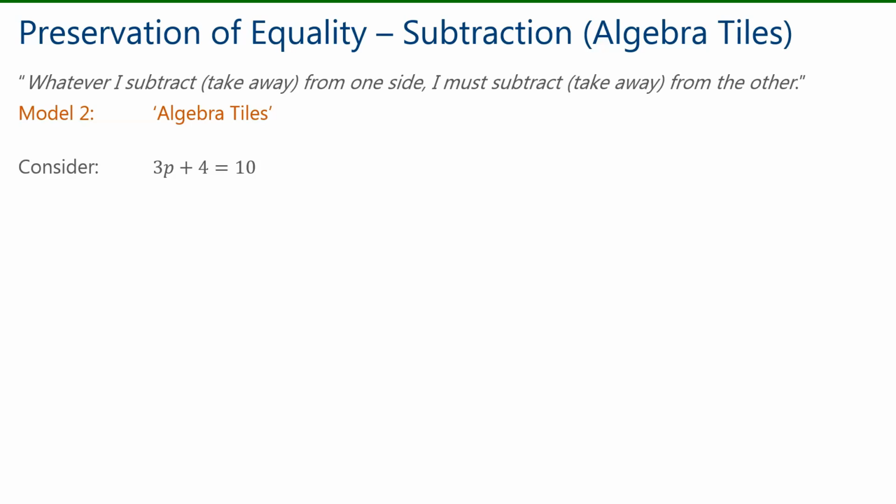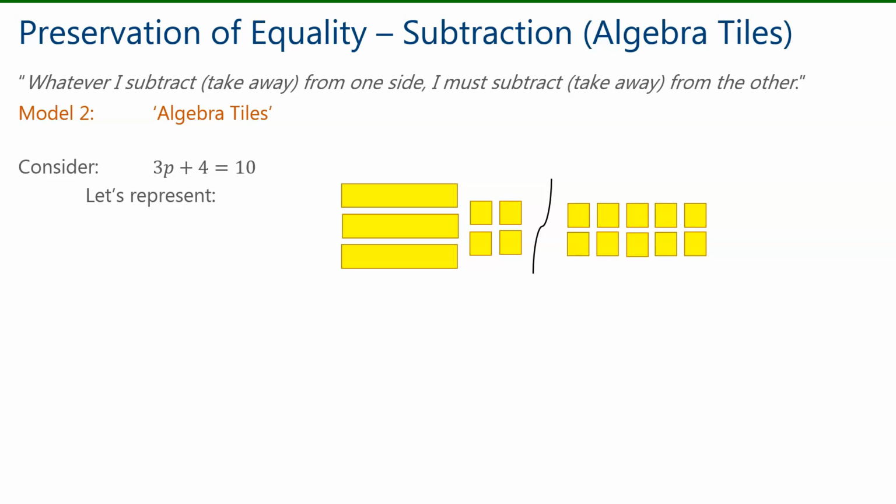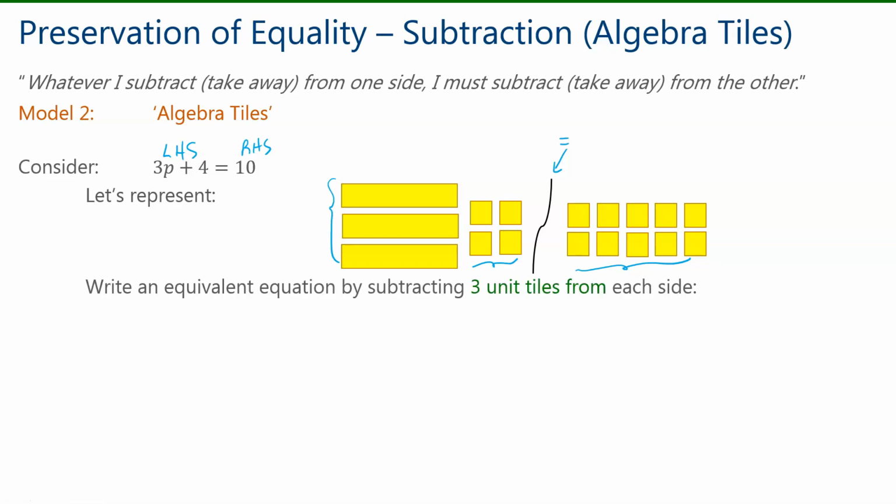3p plus 4 equals 10. Let's represent this using our algebra tiles. So we have 3 variable tiles to represent the 3p, 4 unit tiles, and that takes care of the left-hand side. On the right-hand side, I have 10 unit tiles. And of course, this little symbol here represents my equality. Now, what are we going to remove? We're going to write an equivalent equation by subtracting or taking away 3 unit tiles from each side.